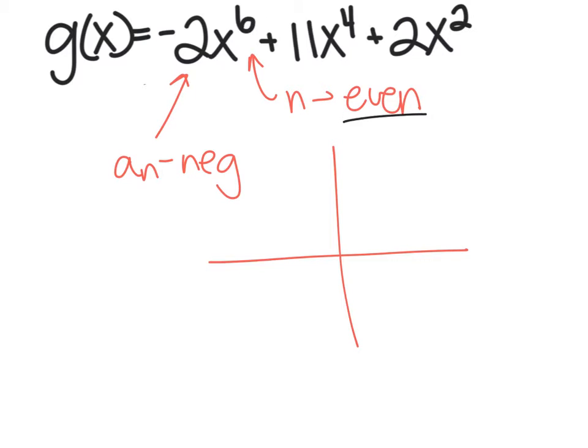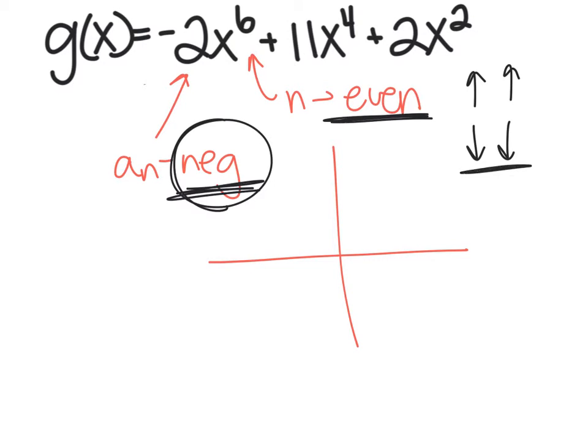So because it is even, both of our endpoints are going to be going up or down in the same direction. So they're both going to be going up or they're both going to be going down. This term right here is going to determine whether they're going up or down. And because it is negative, we know that both endpoints are going to be going down. So our graph is going to have endpoints that look like that. We have no idea what's happening up here in this function, but the leading term test is only concerned with what is happening at the endpoints.